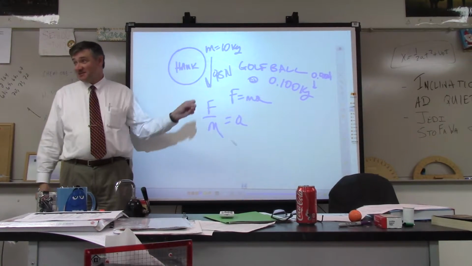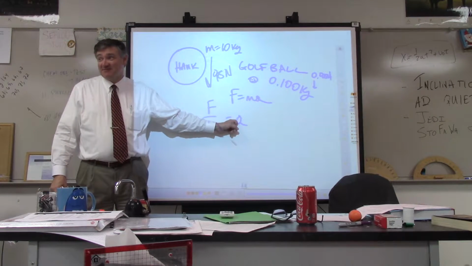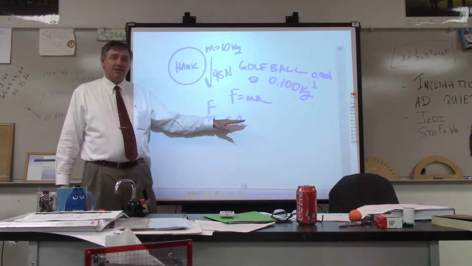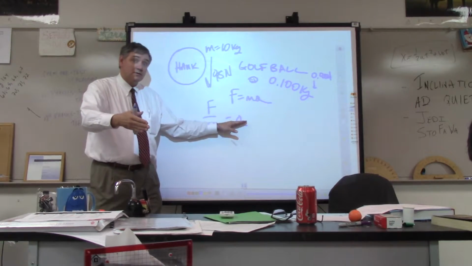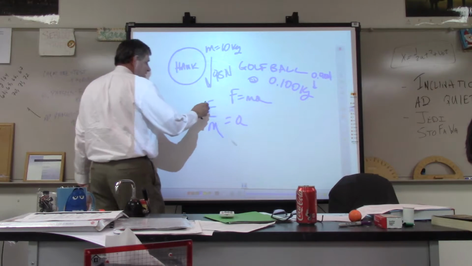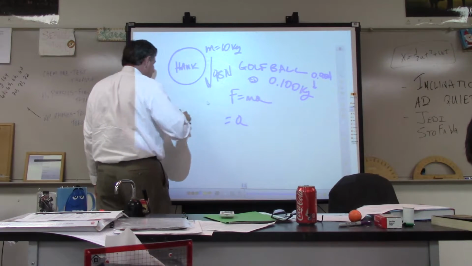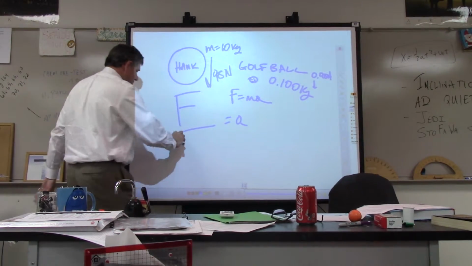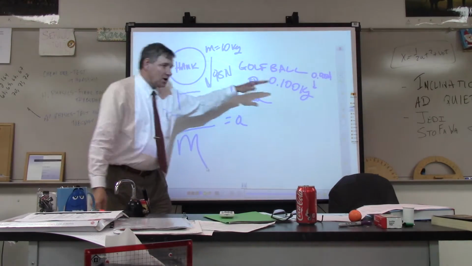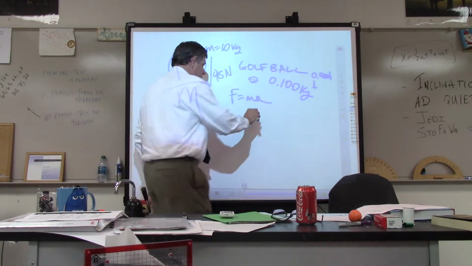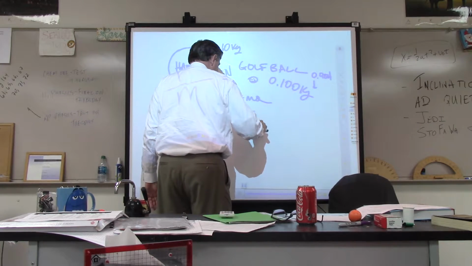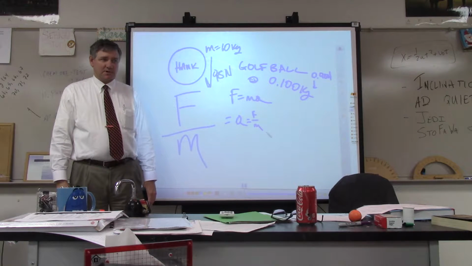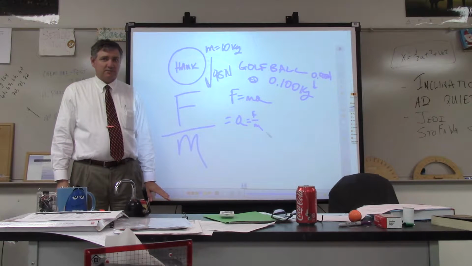Mara, I want you to pay attention to this. If you divide force by mass, you get acceleration. So in both situations, I end up with the same acceleration of 9.8 meters per second squared. So what happens with Hank is that I've got a big force, but it's acting on a large mass. On the golf ball, I've got a small force acting on a small mass, and I get the same acceleration. Okay? Good with that.